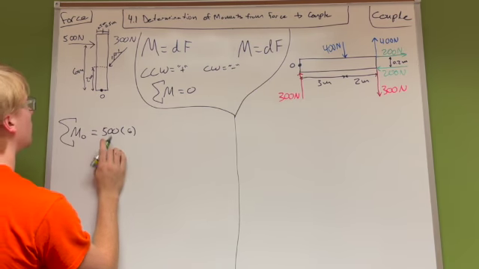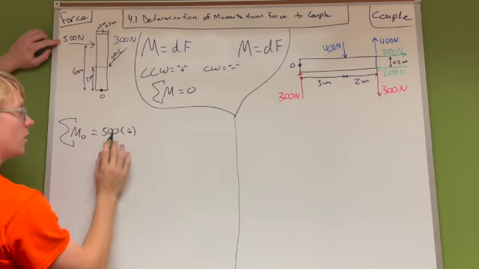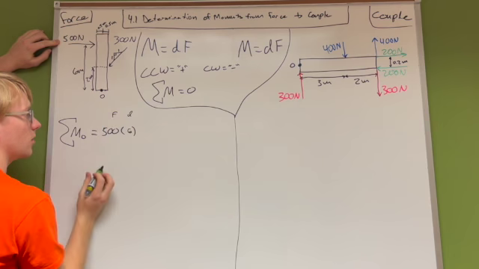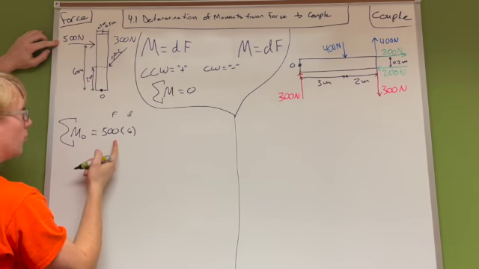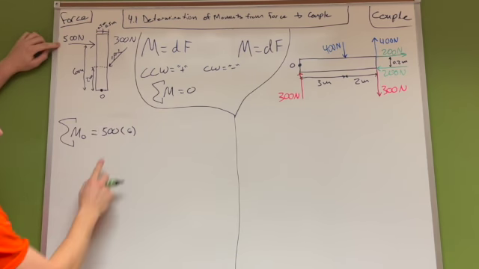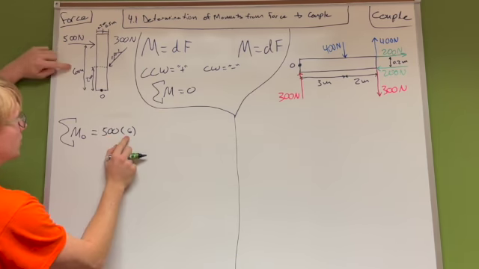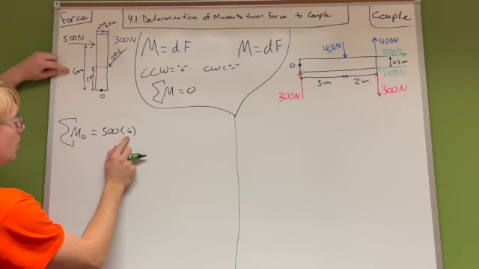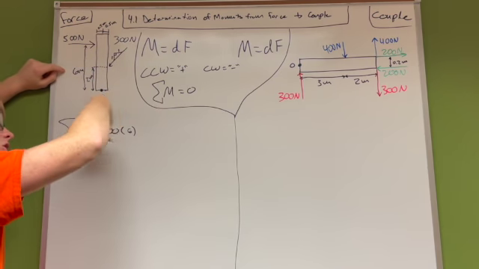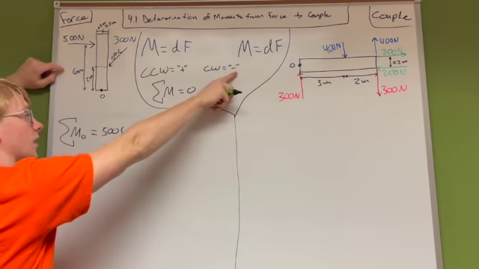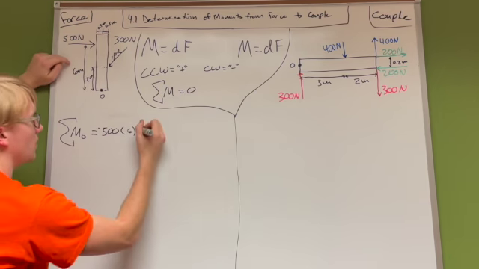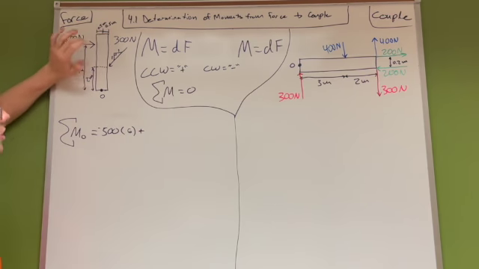And so this 500 is the force. Okay, this right here is just the M equals DF. This is our D and this is our F. Okay, that's what this is. It's the moment of this force around point O. And so this is the force, and this is the distance from point O. And this force is causing a clockwise moment. Okay, which means it's negative. The next one is a little bit trickier.